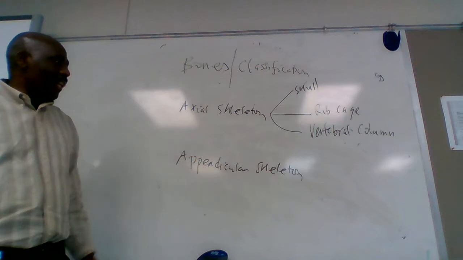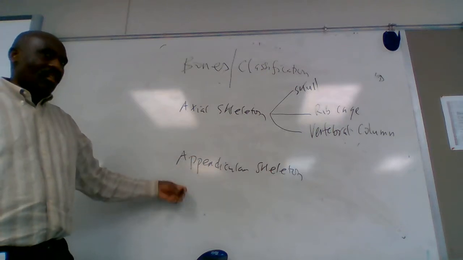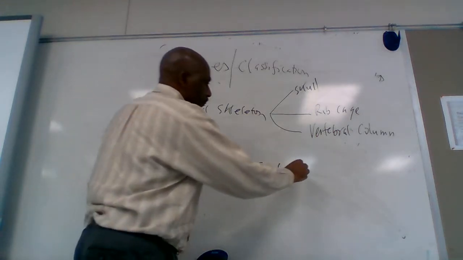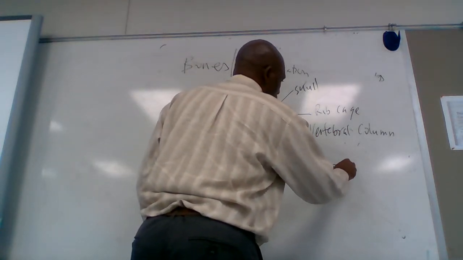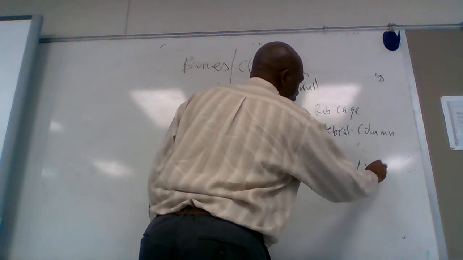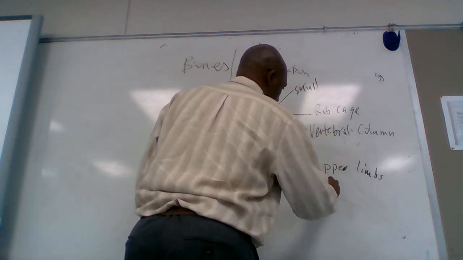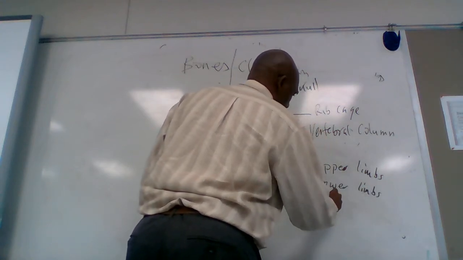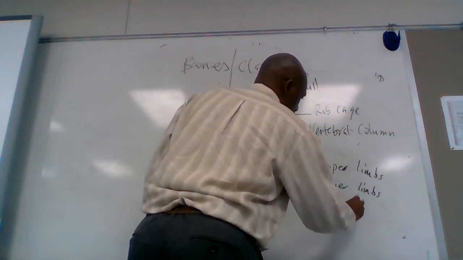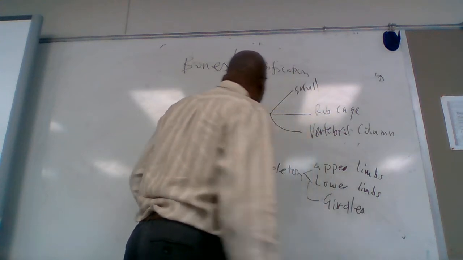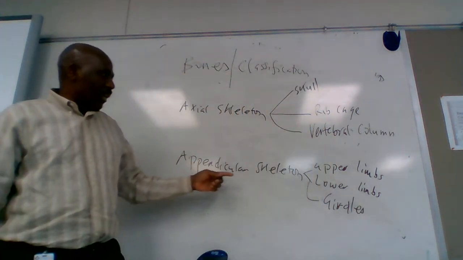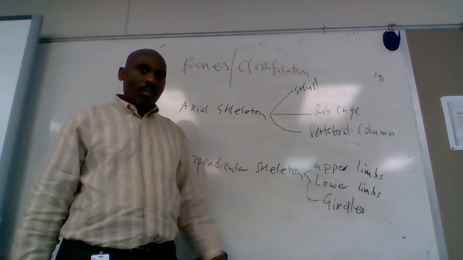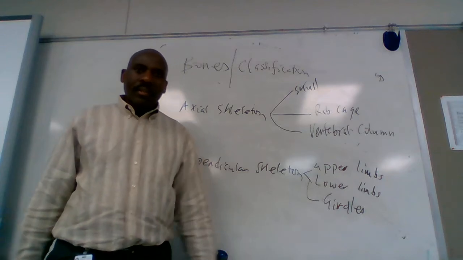How about the bones of the appendicular skeleton? The appendicular skeleton is attached to the axial skeleton. It has upper limbs, lower limbs, and the girdles. So the bones of the appendicular skeleton can be grouped as bones of the upper limbs, bones of the lower limbs, and bones of the girdles.